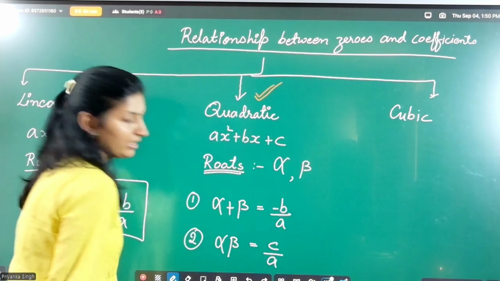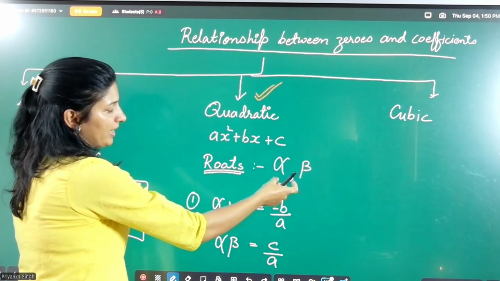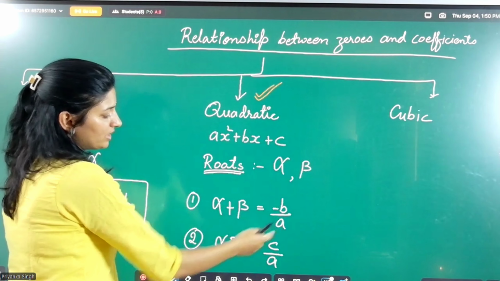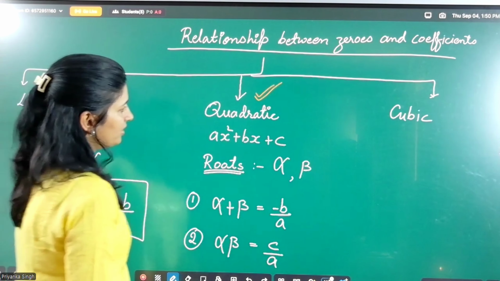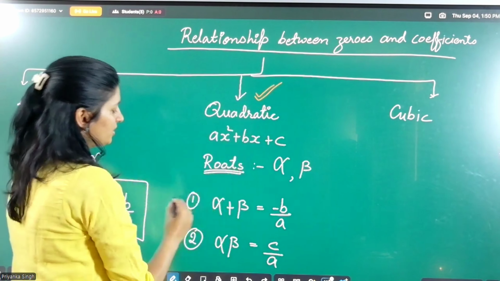c by a. If you are given the polynomial and these are the roots, you can easily verify the relationship between the coefficients and the zeros. So this is a very important part. Most of the questions will be coming related to this. Now the cubic is not that important, but still it is given in the book, so we'll discuss it.